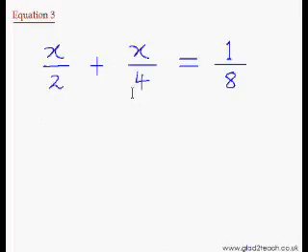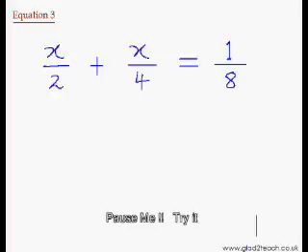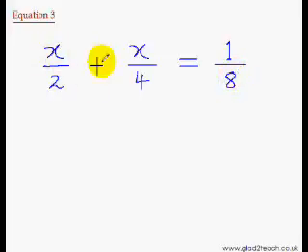So now do this one. And once again, as you can see, there are denominators to take care of. Start. Multiplying both sides of this equation by 8, we would get 4x plus 2x, that is 6x, equal to 1. So x equal to 1 by 6. Question solved. See, so easily. Okay, so let me put down the steps for you.